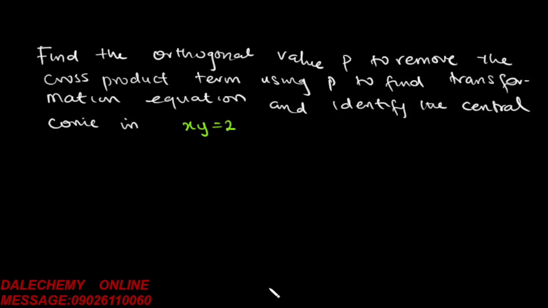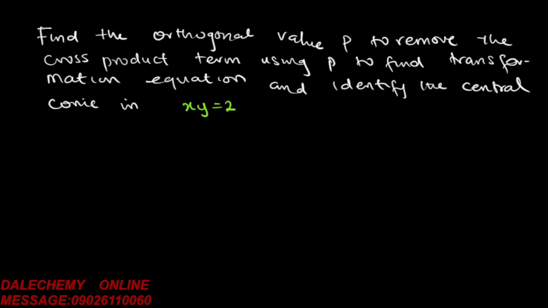Hello everybody and welcome back. So here is another question on orthogonality. Now we should find the orthogonal value P to remove the cross product term, to find the transformation equation and identify the central conic in the equation.